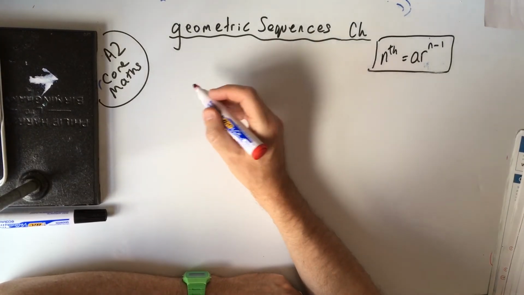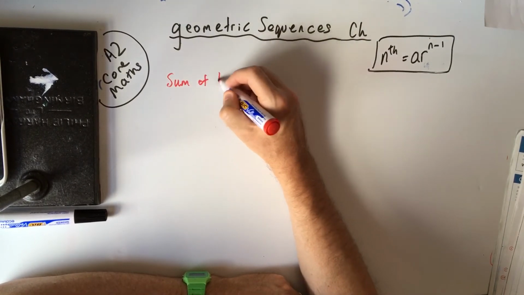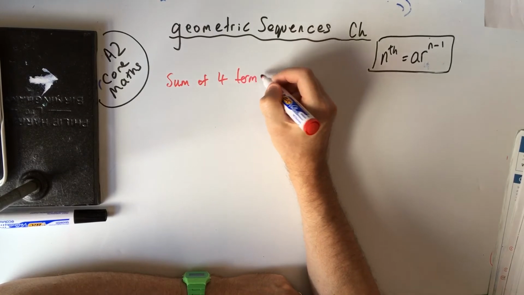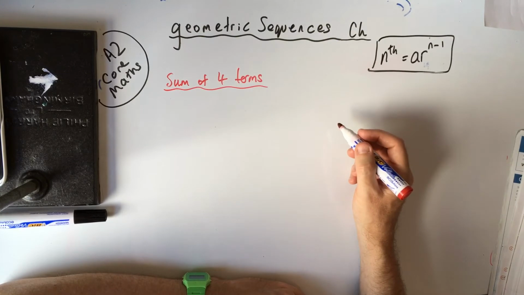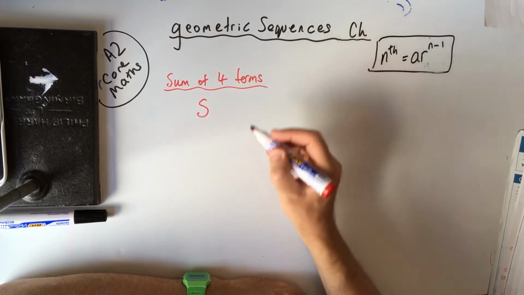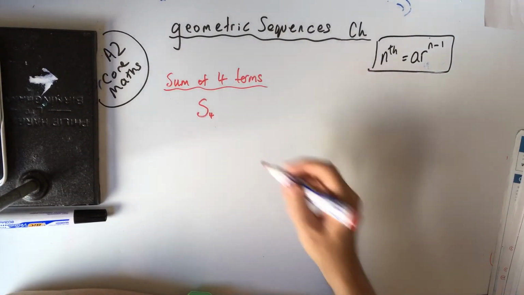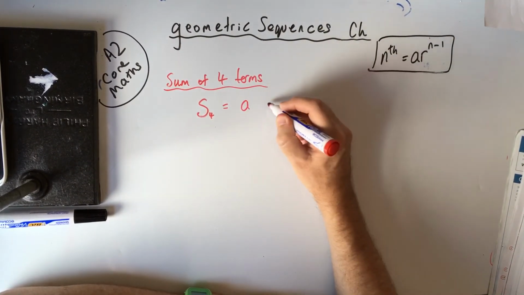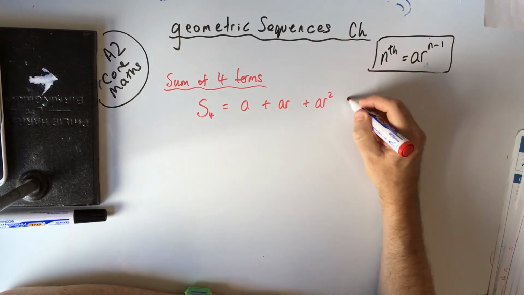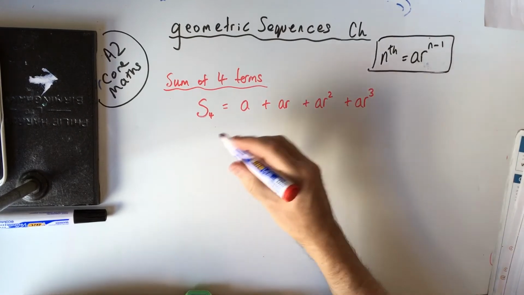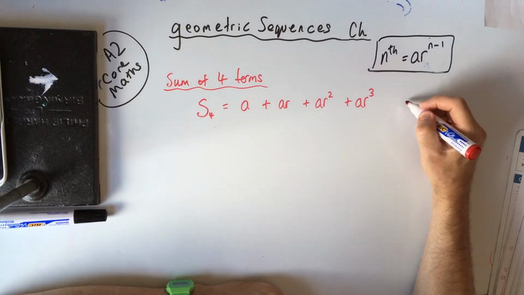Okay, so what I do is I pose the question, and I'm going to look at the sum of 4 terms, not n terms, which we need, but the sum of just 4 terms. Okay, and if you do the sum of 4 terms, I'm going to do a capital S for the sum, and 4 for 4 terms. So the sum of 4 terms, of course, is a plus ar plus ar squared plus ar cubed. That is the sum of 4 terms. Okay. Now what we do is this is the proof.